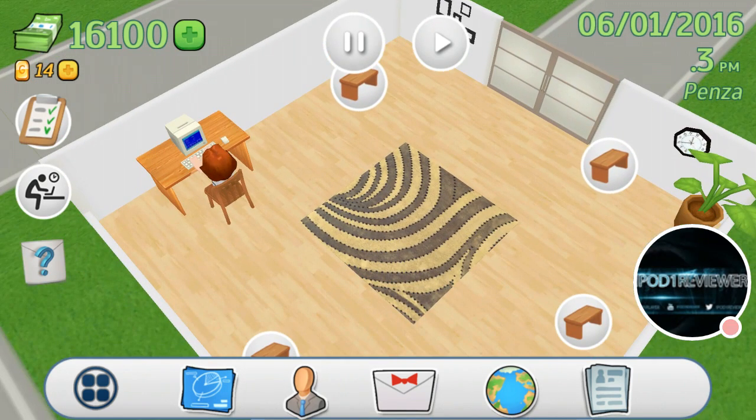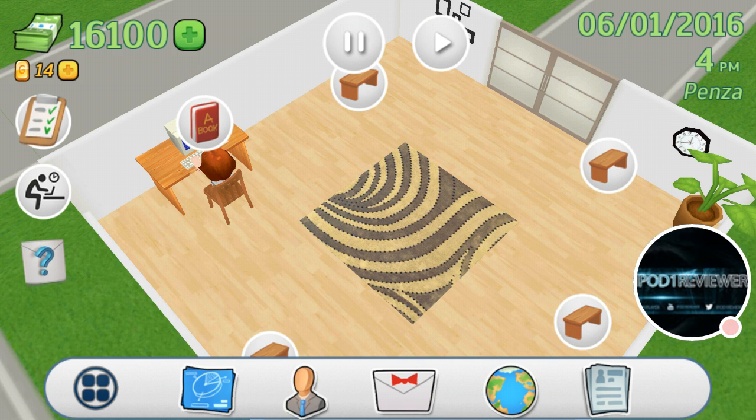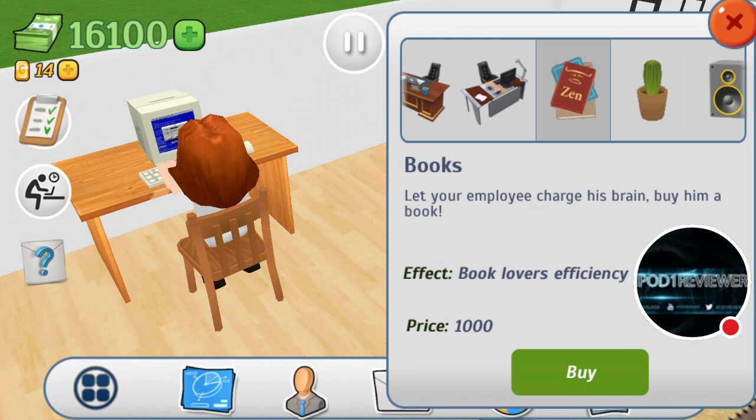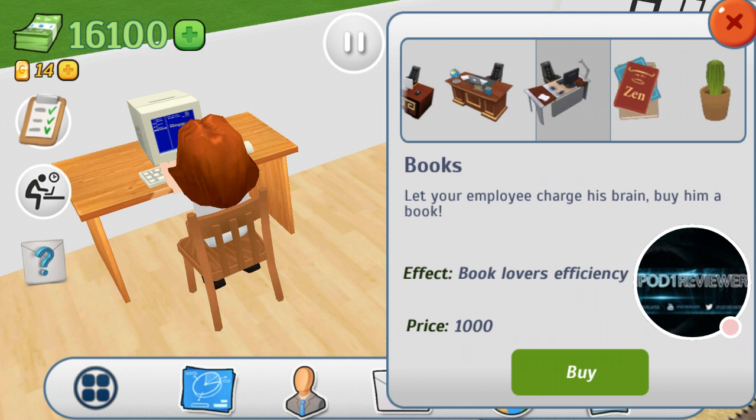All right, so now what? What am I supposed to be doing here? Another book? What is this? Books let your employee change his brain. Buy him a book. I just bought a book, didn't I? Didn't I just buy a book?